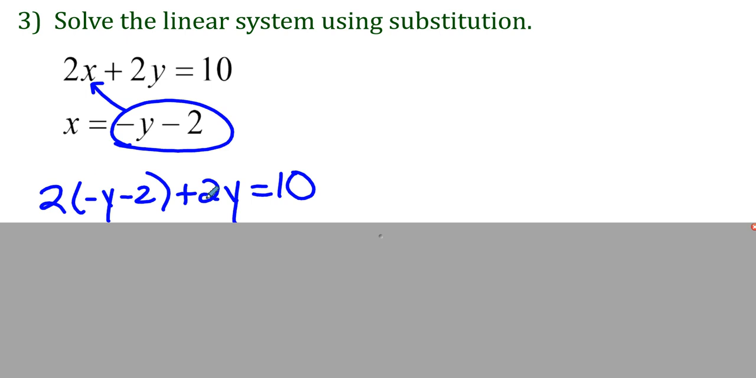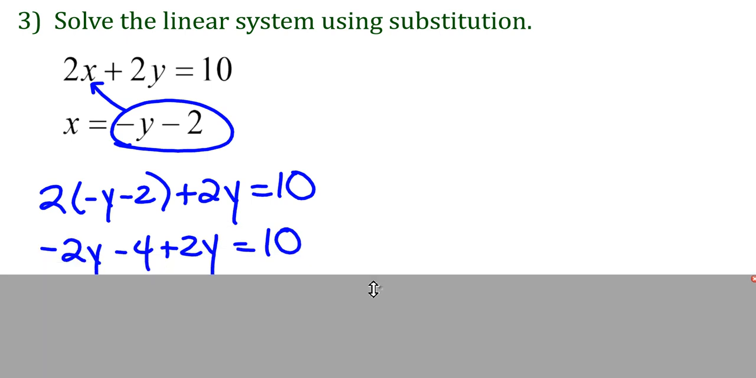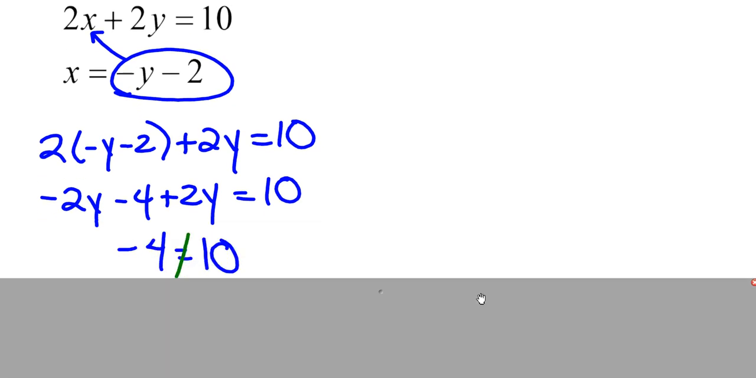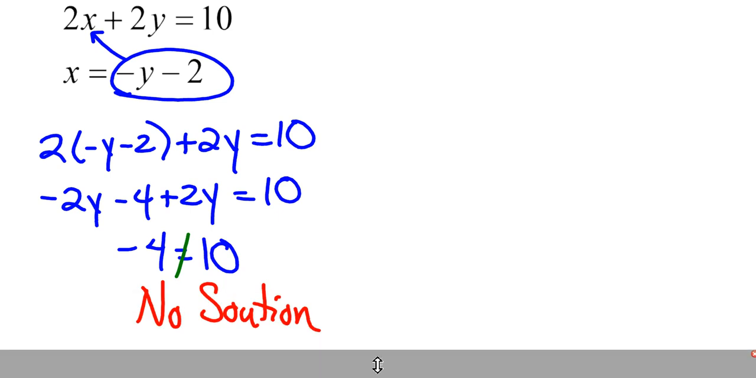And now notice how we're just working with y's. Let's simplify this. So 2 times negative y, that would be negative 2y, and 2 times negative 2 would be a negative 4. And if you notice on the left-hand side of our equation, we have some like terms that we can combine. We've got a negative 2y and a positive 2y, which means we have no y's left over. So it says negative 4 equals 10. Well, we know that those two are not equivalent to each other, and that's a false statement. And algebraically, when we solve and get false statements like this, what does it tell us? It tells us that we have no solution.